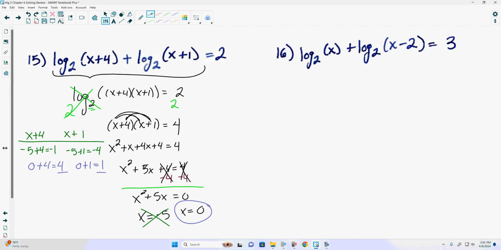Be ready for the next one. We have log base 2 of x plus log base 2 of x minus 2. Since we have 2 logs being added together, we could rewrite it as a single log with what's inside being multiplied together. So it tells us that this will be rewritten as log base 2 of x times x minus 2 is equal to 3.